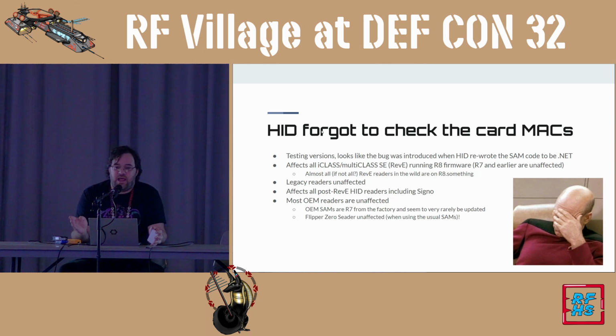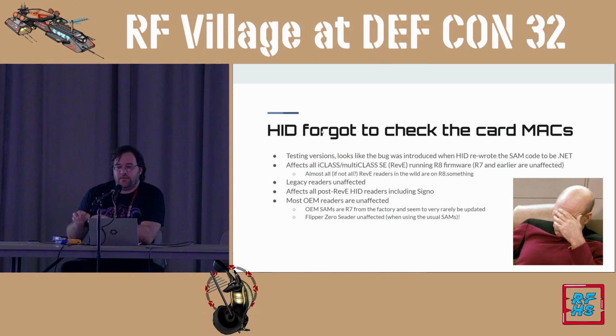It turns out the R7 and older SAMs are fine. R8 and above, and pretty much every Rev E reader is R8 and above, so that includes Signo, is affected. And what happened between R7 and R8 is they changed their SAM firmware from being native code running on the chip, so probably written in C, I hope, hopefully not assembly, to what runs on the firmware actually being a .NET interpreter, just like a Java card, right? You've got some JVM effectively running on the silicon, and then you load Java applets in that you wrote in Java. Makes it a lot easier.